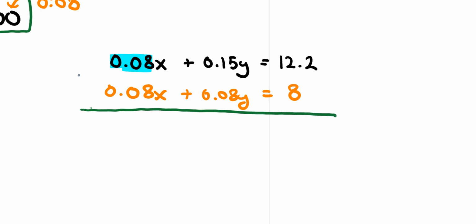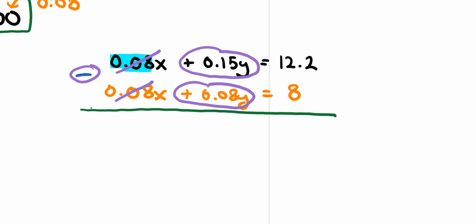And I can eliminate the variables by subtracting. So I've done this a few times now. That and that will cancel off. So if I have 0.15 minus 0.08, similar to 15 minus 8, that gives you 7. So 0.07y, that is a decimal. Y equals 2.